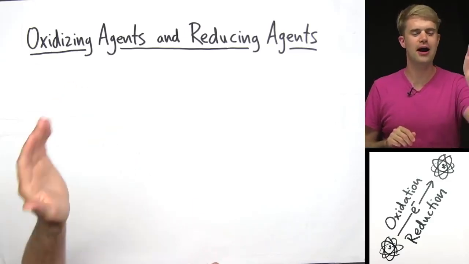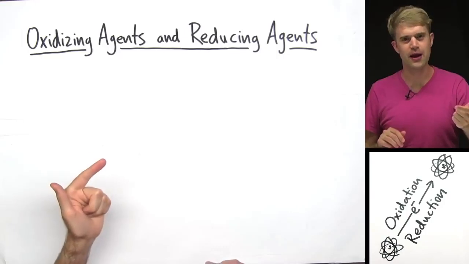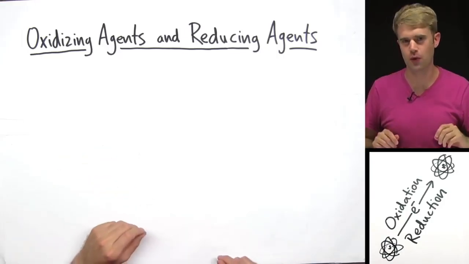In this video, we're going to talk about oxidizing agents and reducing agents. We're going to learn what they are, what they do, and how to identify them in chemical equations.